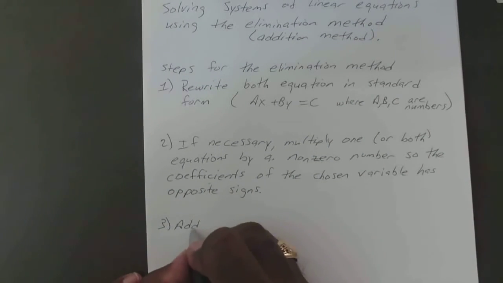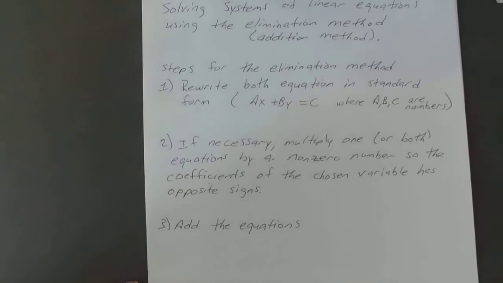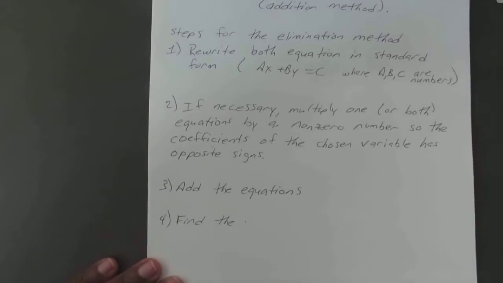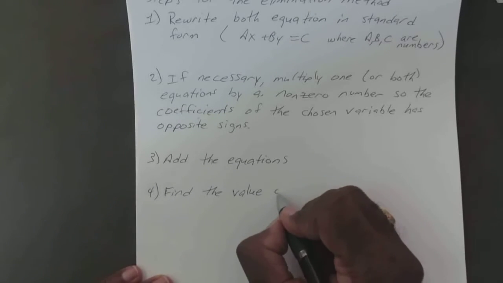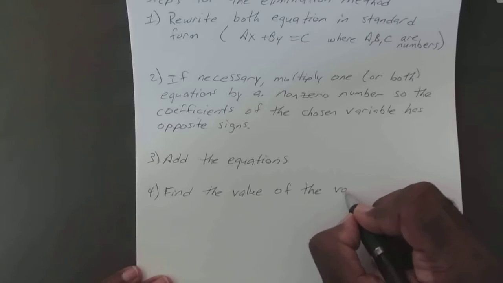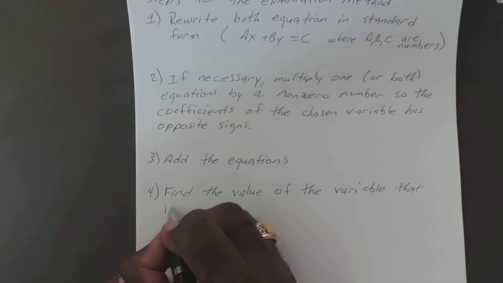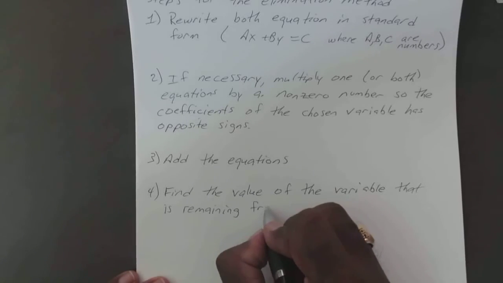Okay, third step, you want to add the equations. Fourth step, once you add the equations, it's going to get rid of one of the variables. So you want to solve for that variable. Find the value of the variable that is remaining from step 3.